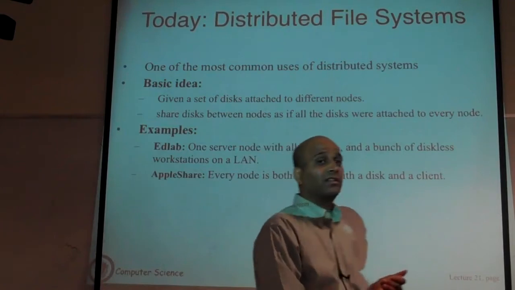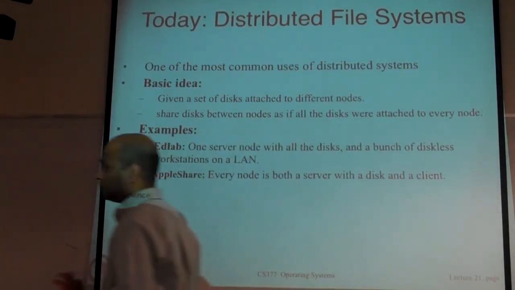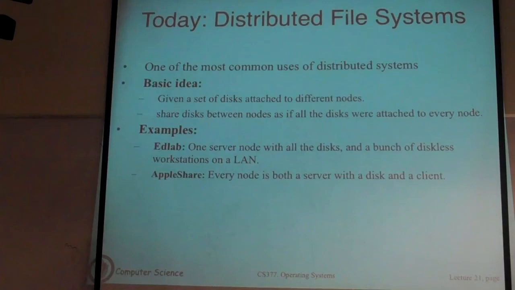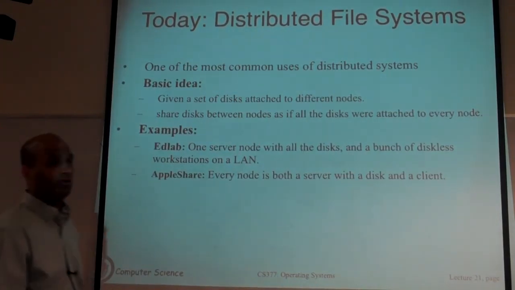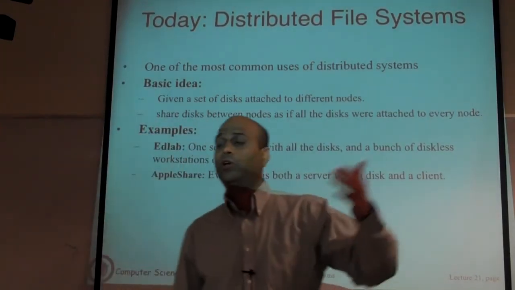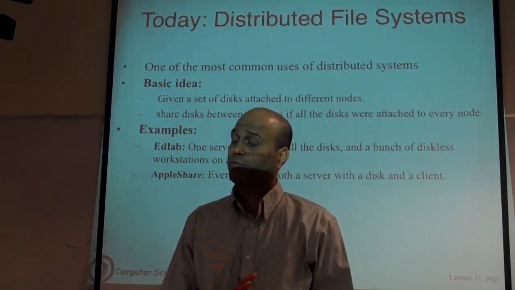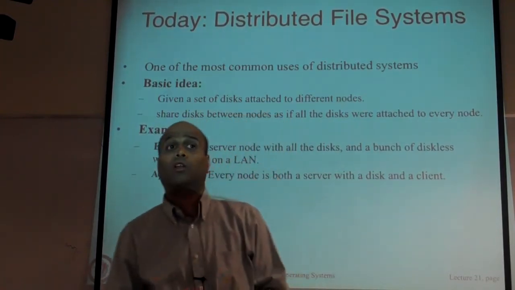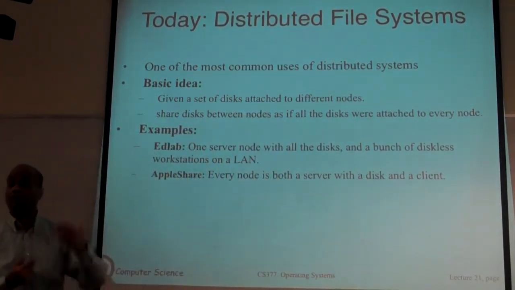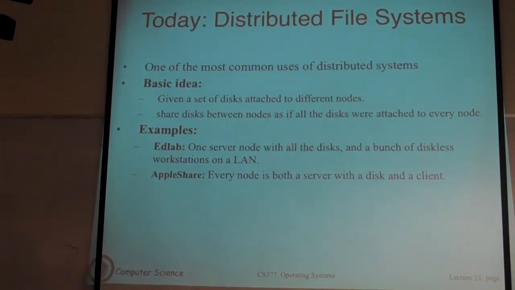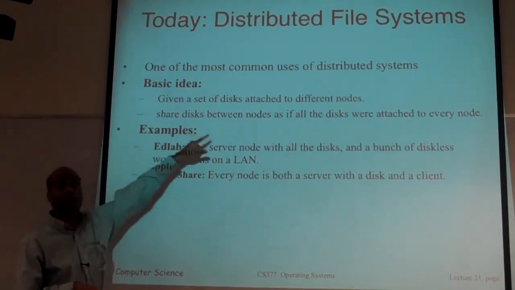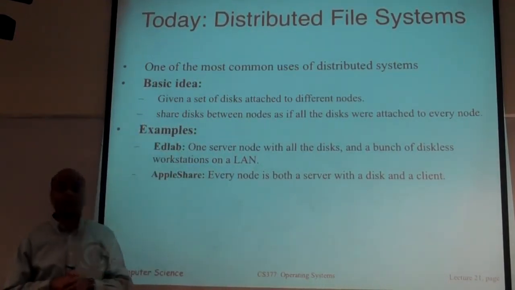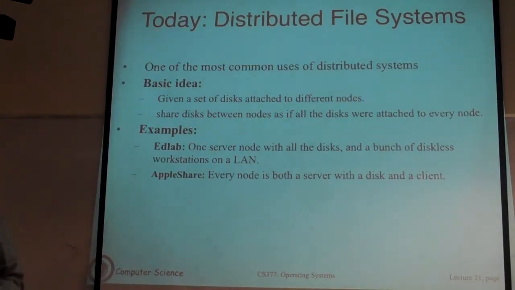So what does a distributed file system do? Essentially, it allows you to access files stored on another machine. Typically, if you have a local disk on your machine, you can access those files. Now, what if you wanted to access files on another machine? A distributed file system allows you to access remote files as if they were local files. You don't have to do anything different except form a connection to the server. And then the server will allow you to access those files as if they are local files. So given a set of disks attached to different nodes, you can share those disks between nodes as if they were all locally attached. This is a form of resource sharing.